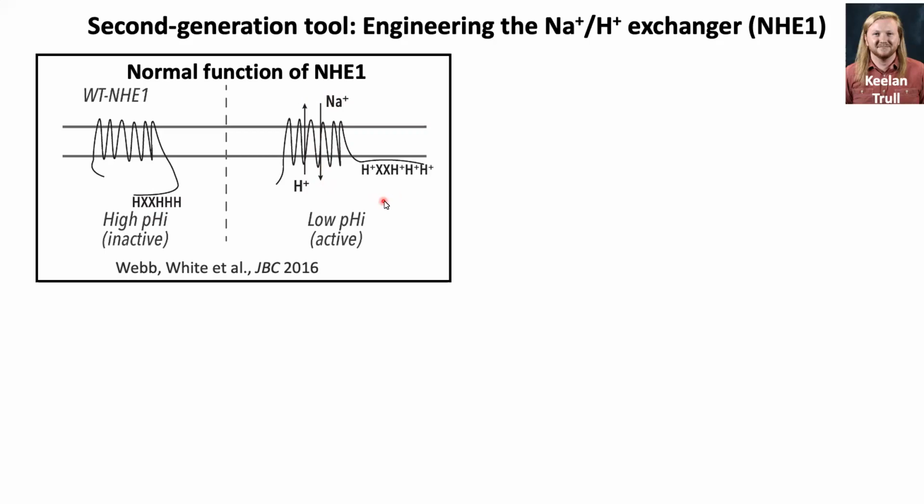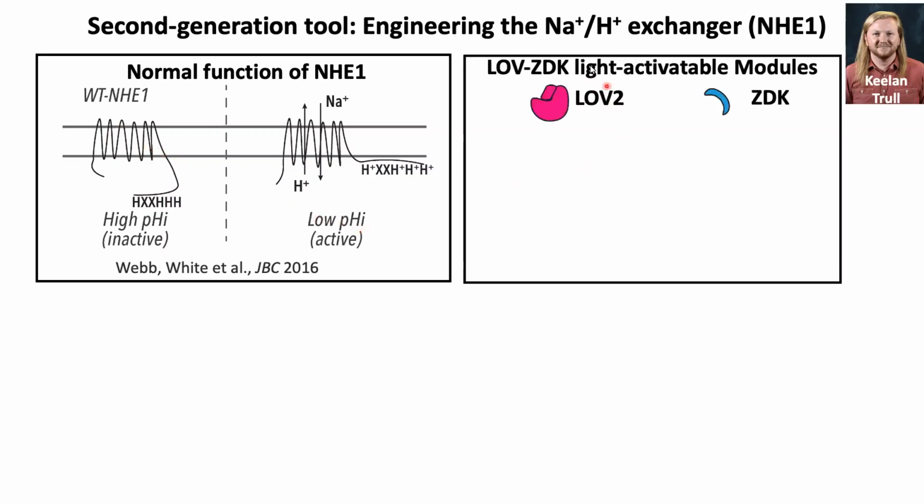As a postdoc, I found with collaborator Bradley Webb that histidines in the C-terminal tail regulate this activity. And at low pH, they're protonated. The tail is recruited to the inner leaflet of the plasma membrane where it binds to negatively charged PIPs. As the activity re-equilibrates pHi, those histidines become deprotonated, the C-terminal tail dissociates from the plasma membrane, and this silences NHE1 transport activity. So I proposed using a light activatable module in combination with this ion transporter to control activity.